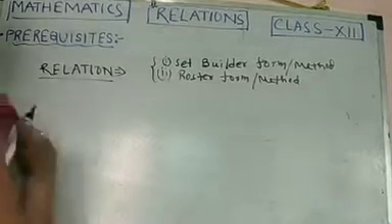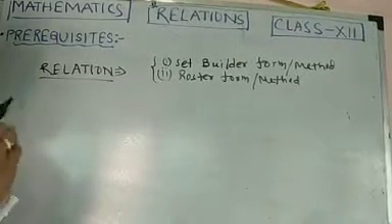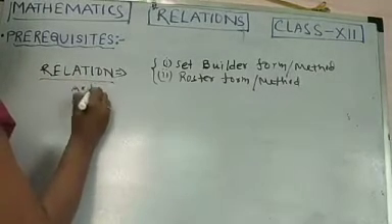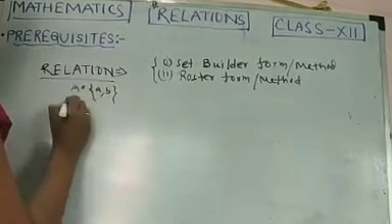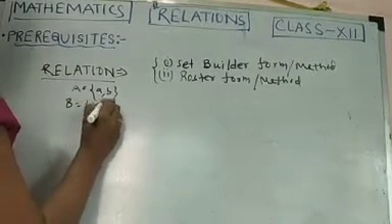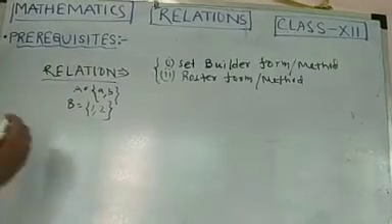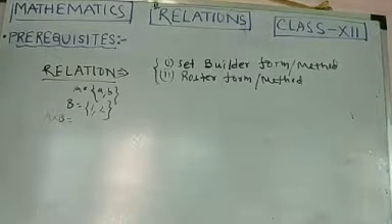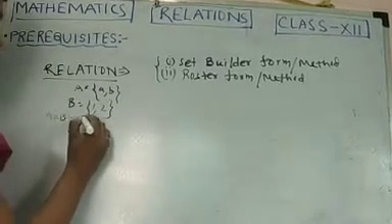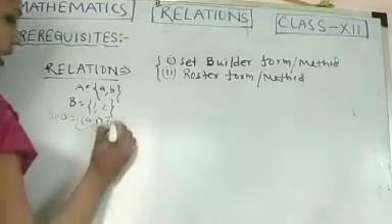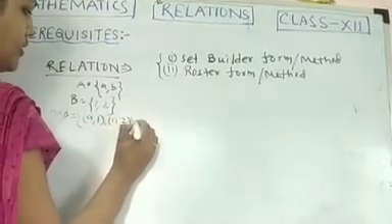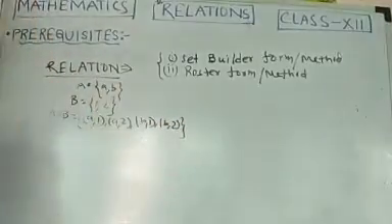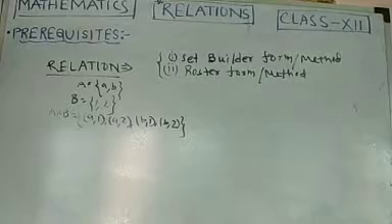If we consider two sets A and B, where A equals {a, b} and B equals {1, 2}, then our A cross B, which is the ordered pair form, will be the relation (a,1), (a,2), (b,1) and (b,2). And its arrow diagram form will be as follows.